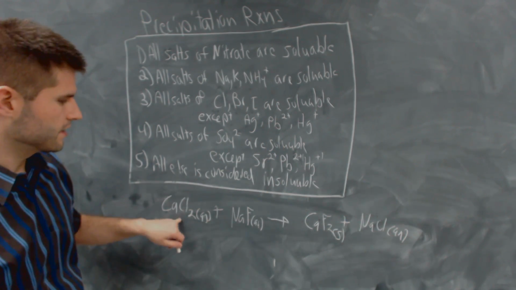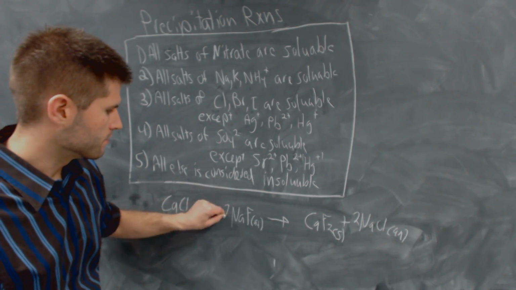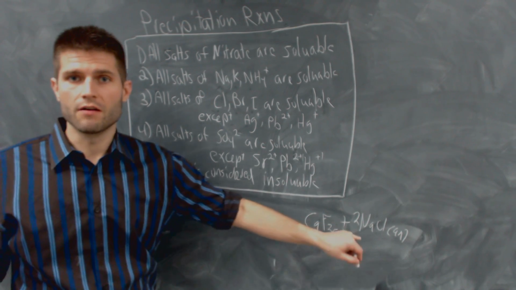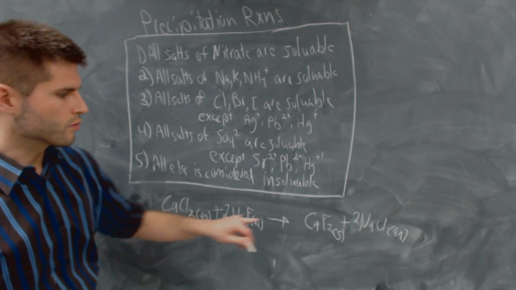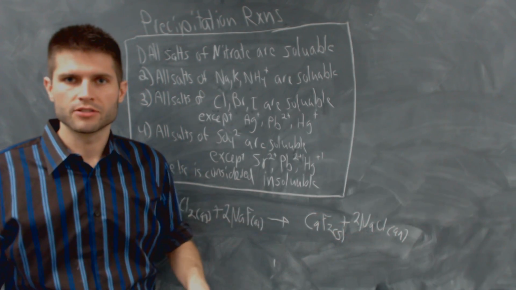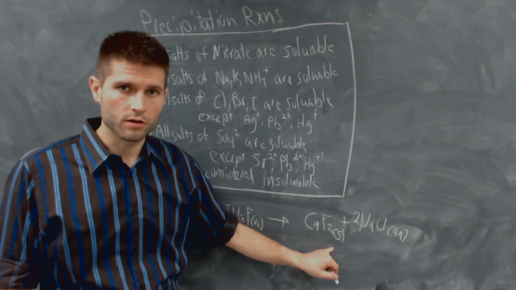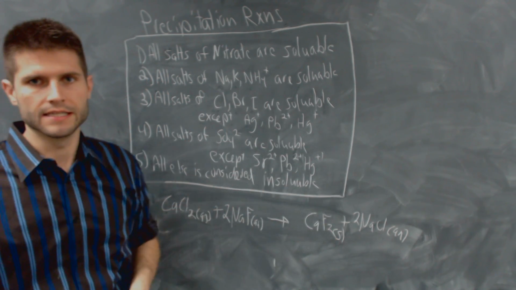We know that there were 2 Cls on this side, 1 Cl on this side. We're going to put a 2 here. We're going to put a 2 here. So this is now a balanced chemical equation. We were able to predict what the products were going to be based on a double displacement reaction, and then we were able to predict what the states of matter were based on the solubility table.